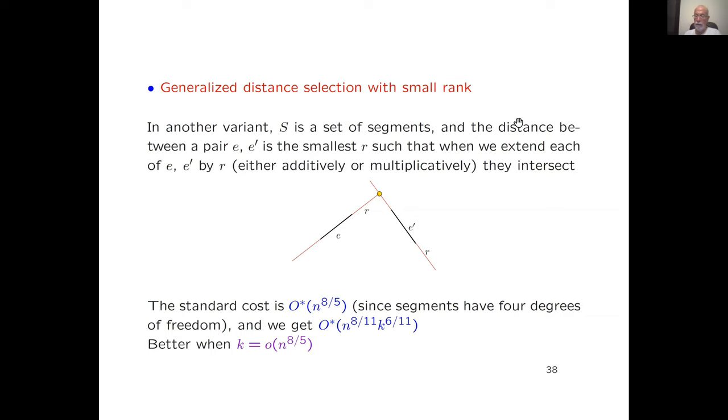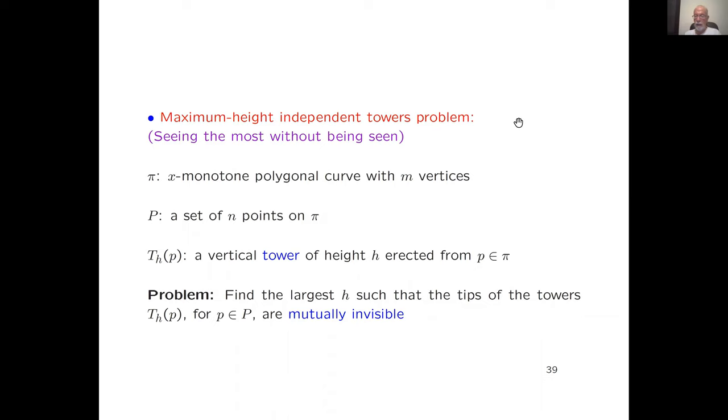The standard cost of distance selection will be n to the 8/5, because segments have 4 degrees of freedom, the coordinates of the two endpoints. So it is, you know, this 2t over t plus 1, when t is 4, you get n to the 8/5. But we can improve it to n to the 8/11, k to the 6/11, which improves the bound when k is smaller than n to the 8/5. So this is just here, of course, the semi-algebraic setup is quite more complicated, but again, it can be done in general.